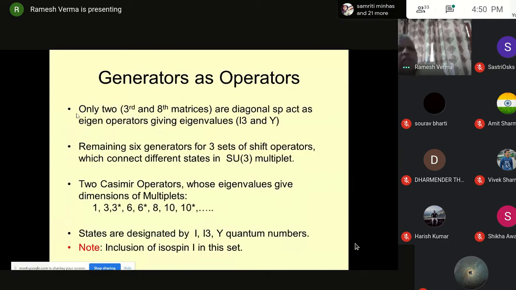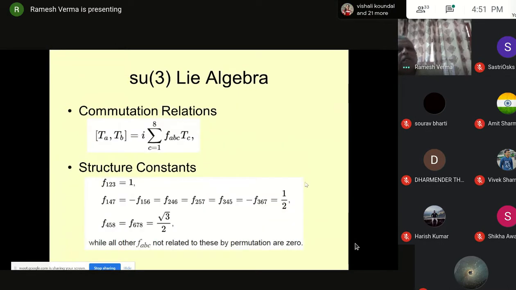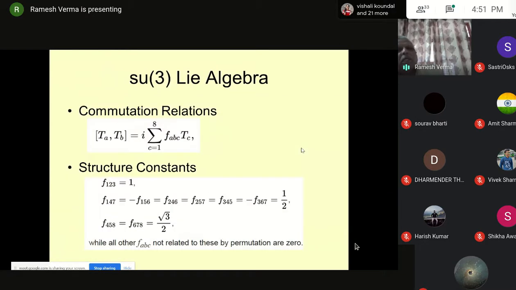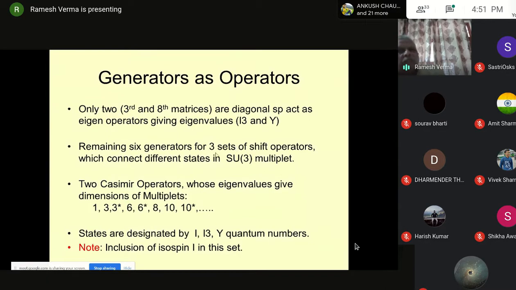So these generators, as I have already told you, are the third and eighth matrices. Only two are diagonal, so they act as eigen operators, giving eigenvalues I3 and Y. So that is the beauty. The hypercharge Y comes as an eigenvalue of lambda 8, and I3 will come from here. And the remaining six will form three sets of shift operators, which will connect different states in a particular SU(3) multiplet.